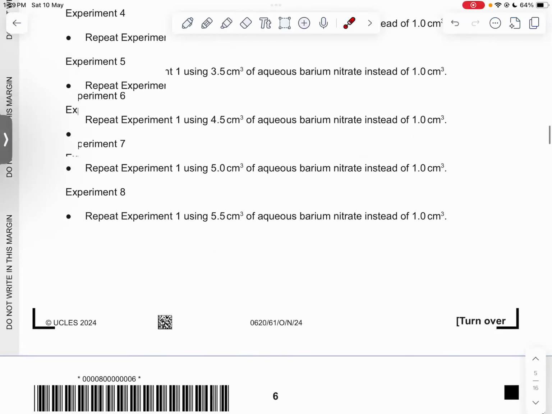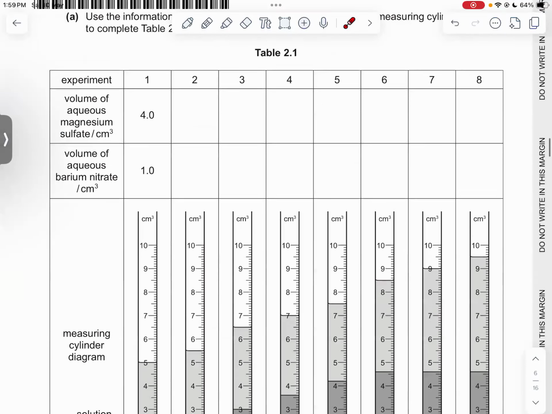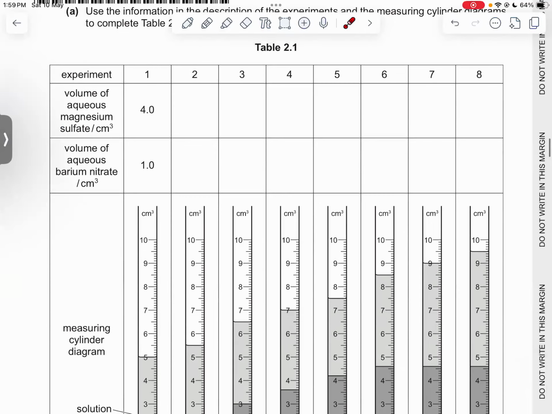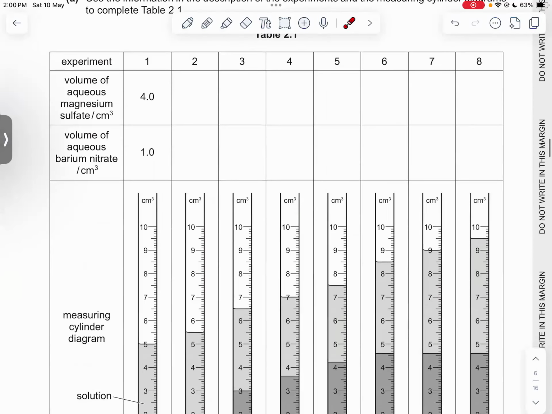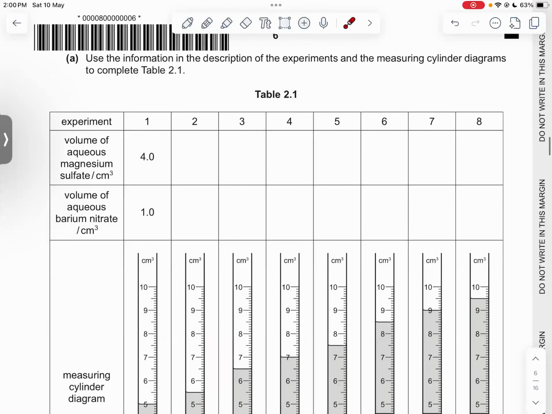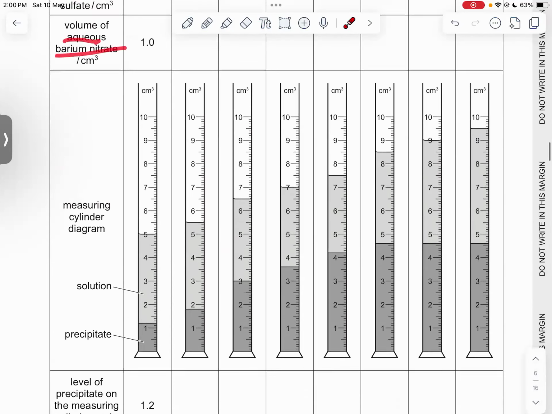Well, a huge experiment is written. The experiment is done like 8 different times. So what we need to do is measure a lot of things. So let's just measure a lot of things, use the information. So volume of aqueous magnesium sulfate, volume of aqueous barium nitrate. All right.